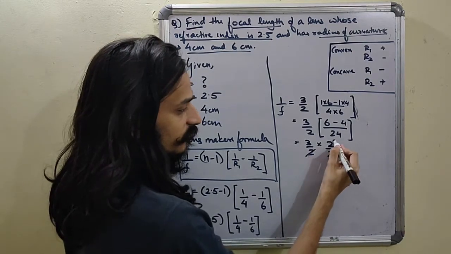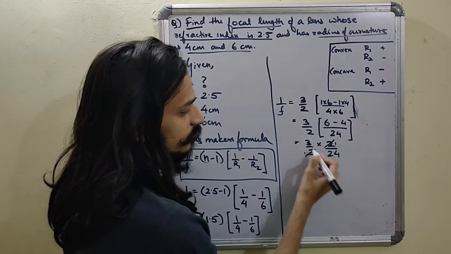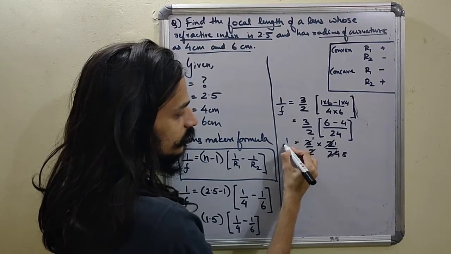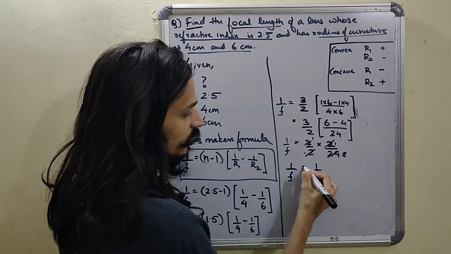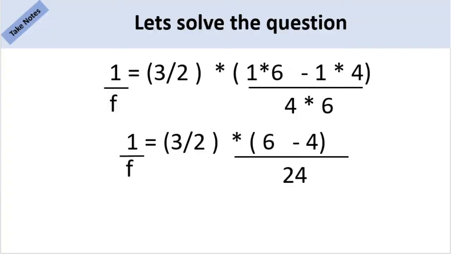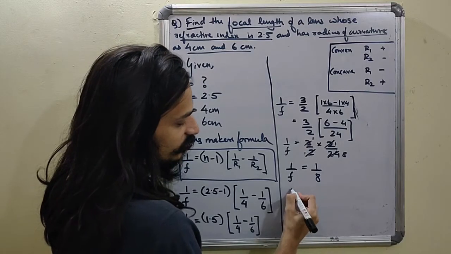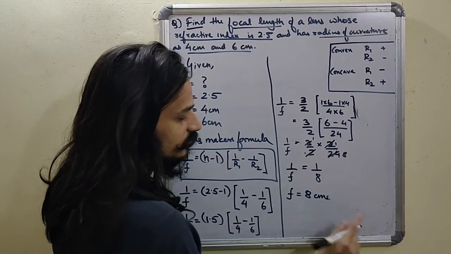Right. Now since these are both fractions, I can simplify. 2 ones are 2, 3 ones are 3, 3 eights are 24. So 1 by f is nothing but 1 by 8. I can take the reciprocal of the fractions. f equals to 8 centimeters.